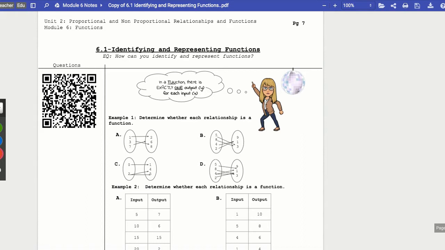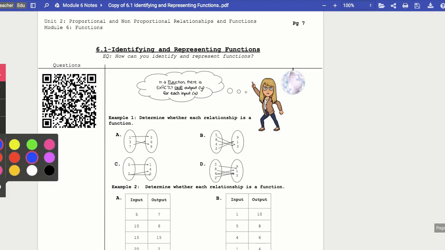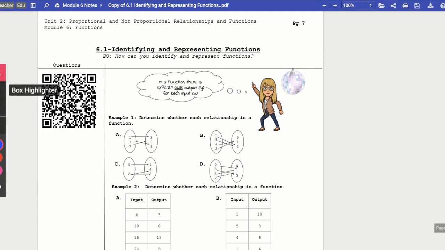And the important thing, and you should probably highlight this, I tried to underline it and capitalize it and do what I could to make it stand out. The important thing to take away from today is that in a function, there is exactly one output, or y value, for each input, or x value. That just means that every x value is going to have exactly one y value. Let's take a second to highlight that because, again, that is important. So exactly one output. I'm going to make that yellow, so it's like, yes, important.